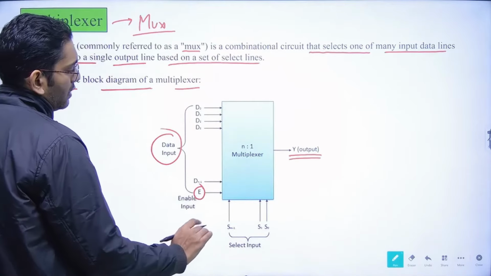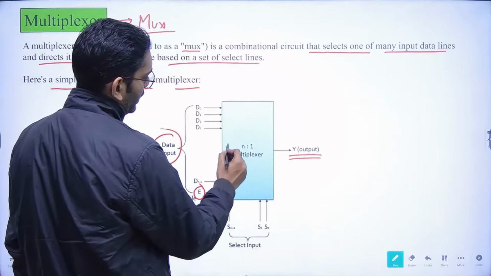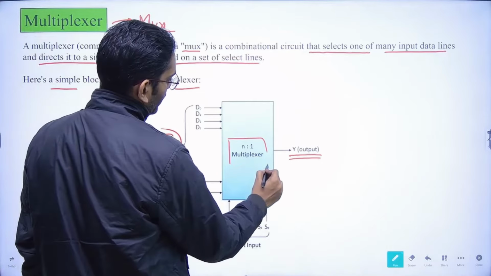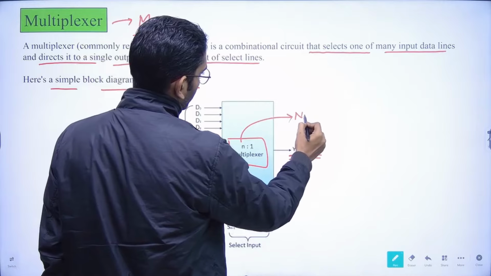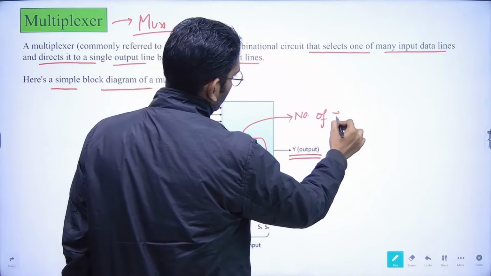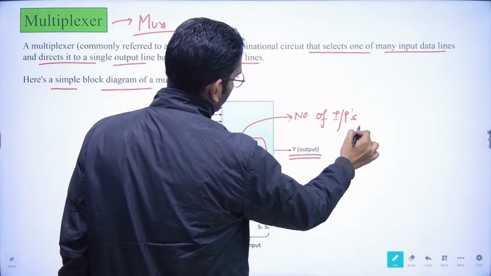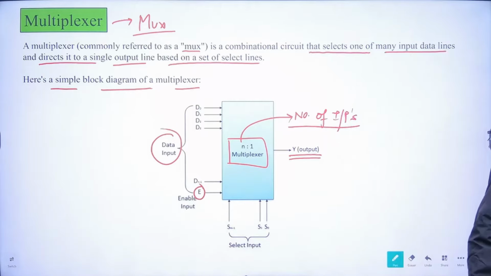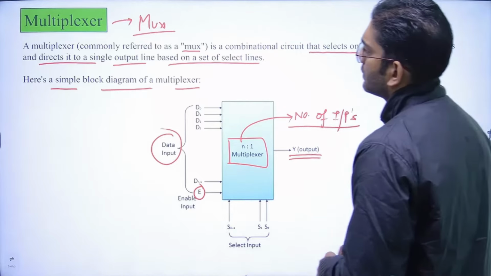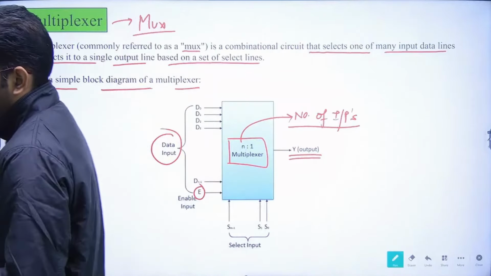When we are writing the multiplexer, we write it in the form of n is to 1. What is this n? This is basically the number of inputs. So this is the basic representation of the multiplexer, or you can say MUX. This is basically a normal representation of a multiplexer or a MUX.